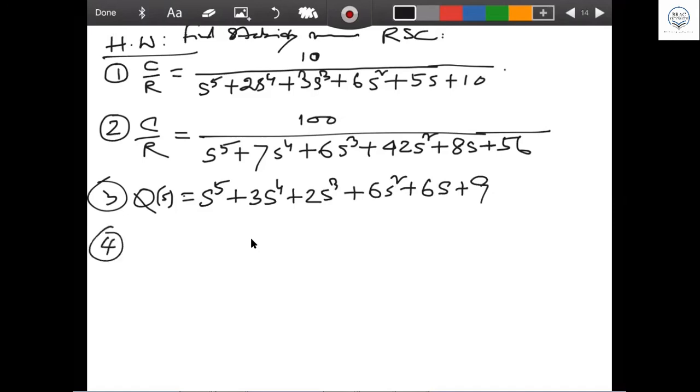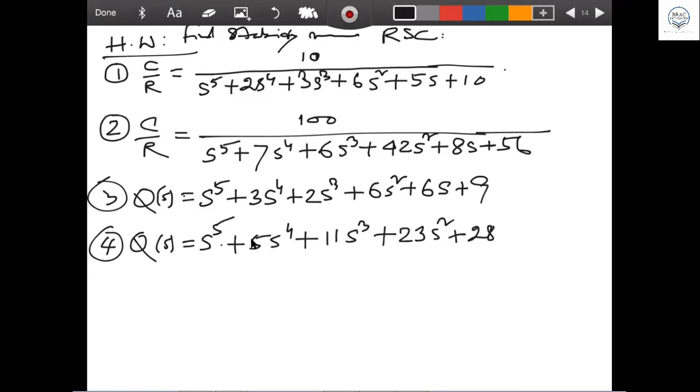And number 5, you can try Q(s) equal to s to the power 5 plus 5s to the power 4 plus 11s cube plus 23s square, then 28s plus 12. Okay, these are the problems that you have to solve at home for the time being.